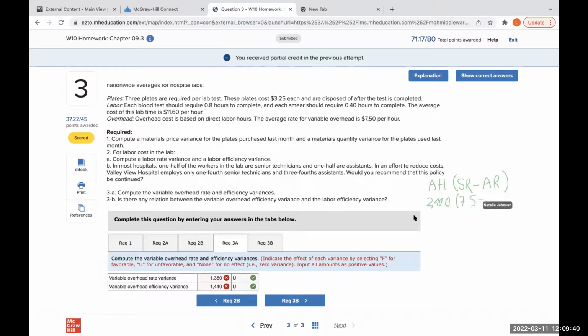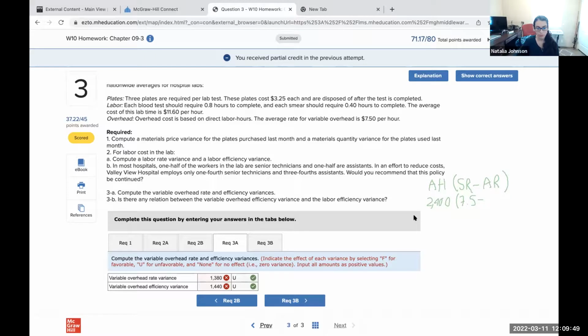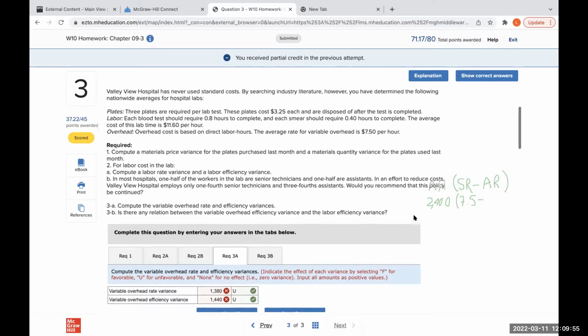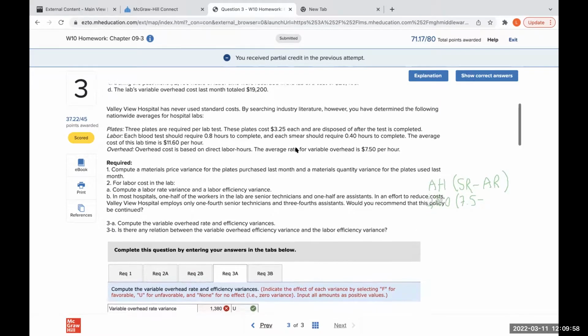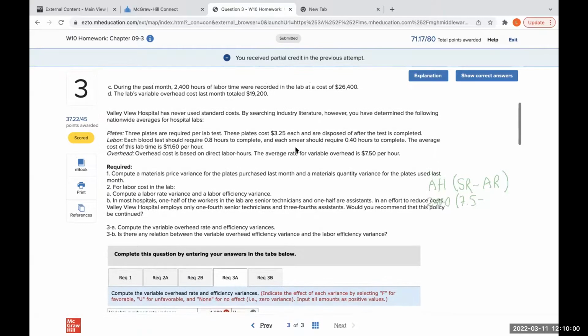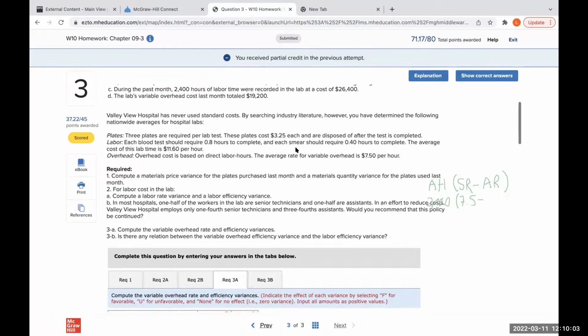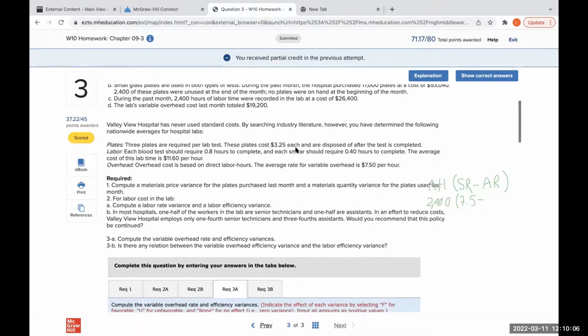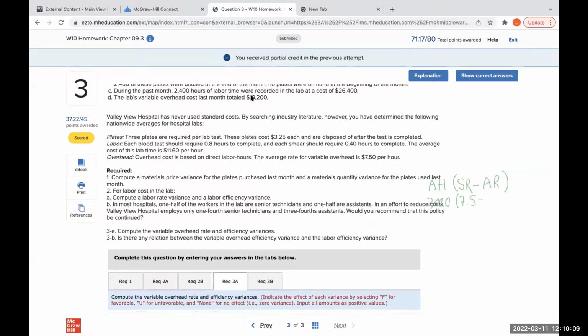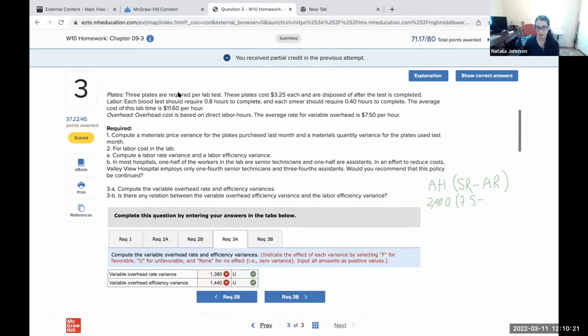Minus the actual rate. The actual rate is 8. When we divided the 19,200 by the 2,400, that was 8. Yeah. Okay.